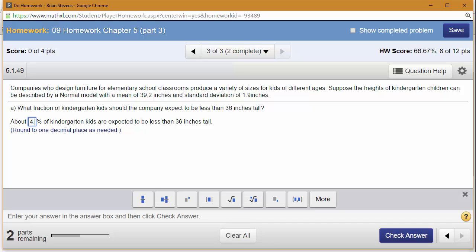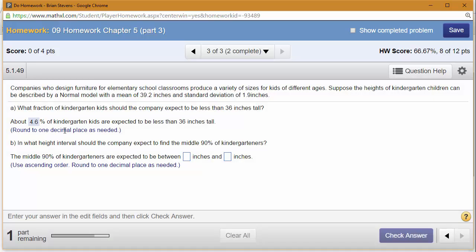4.6. Sometimes we ask a question that uses the empirical rule, and sometimes we give you the pictures. So that's why I do the guessing game, just for practice.